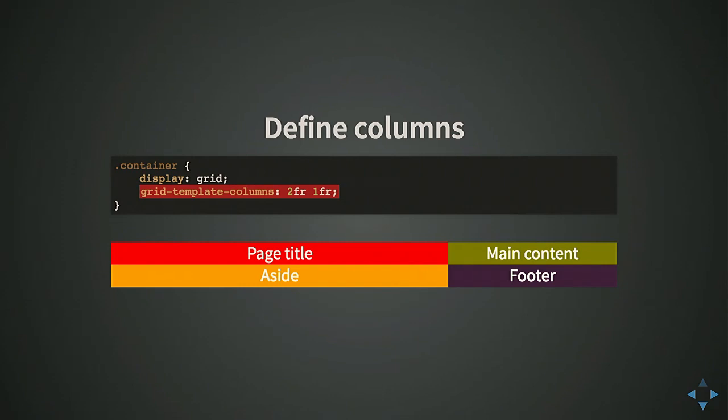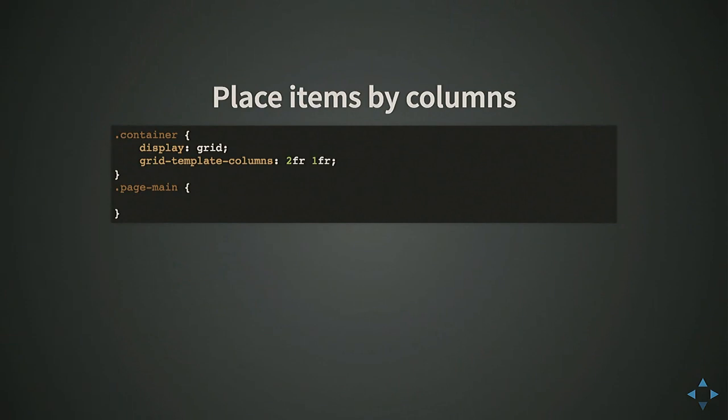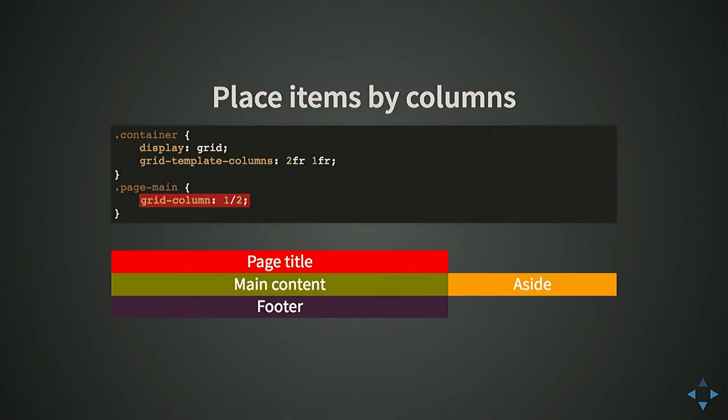We don't want the main content in a narrow sidebar just next to the page title, so we have to fix it somehow. We want to place items by columns. We have our columns, and we want to place our main section, and that's how we do it. We define the grid-column property and two numbers. Let's show what we have, and then go to the details. So we have now this layout. We moved the main content just below the page title.